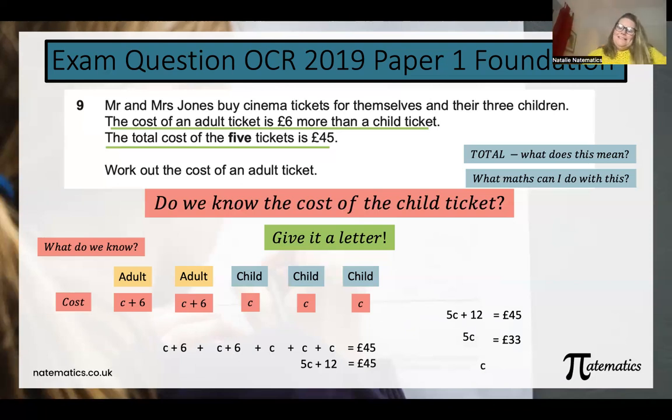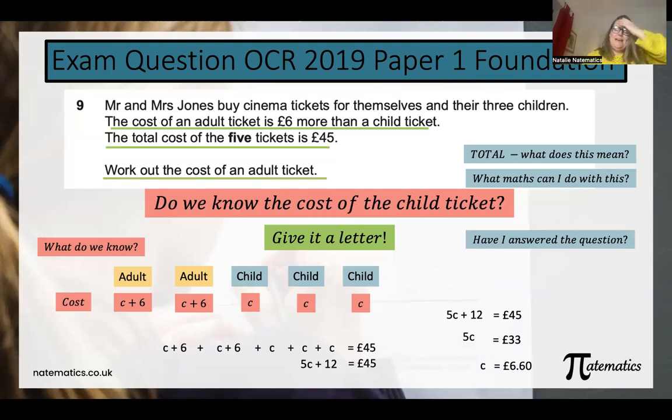Then, to get a C, at the minute, 5 is multiplying it. So to cancel that out, we need to divide by 5. Do the same to both sides. And we get £6.60. That's quite conclusive, isn't it? C equals £6.60. Yes, I've answered the question. But have I? No, because the question was saying, work out the cost of an adult ticket.